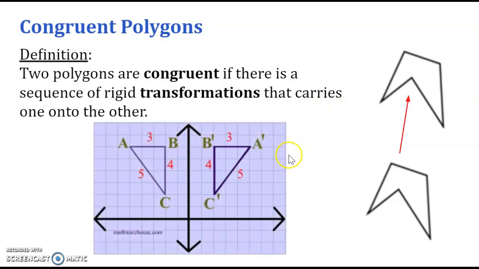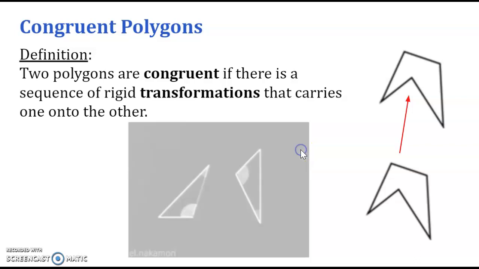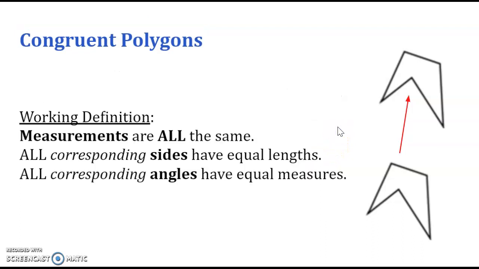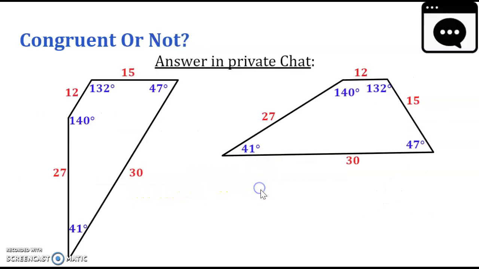Or we can use reflection, or we can also use rotation. They are all transformations, or any combination of them. So if you can perform any transformation to map one shape exactly onto the other, yes, they are congruent. But the working definition is that when two polygons are congruent, then all the measurements are the same. All corresponding sides have equal length, and all corresponding angles have equal measures.